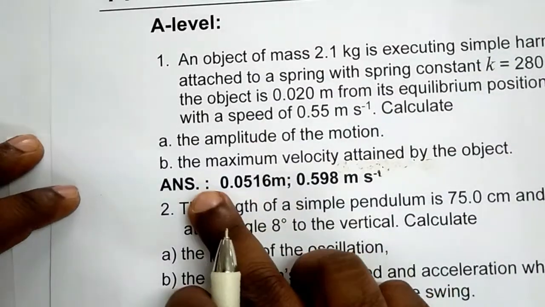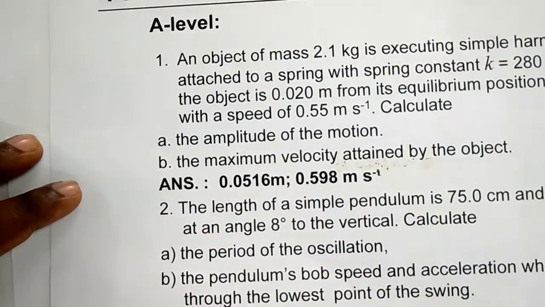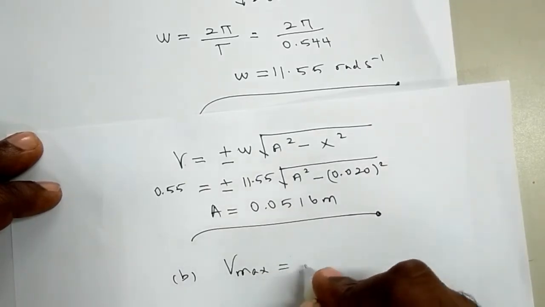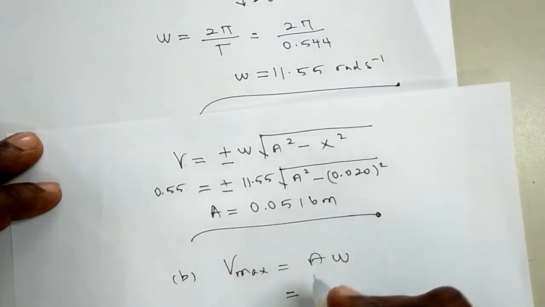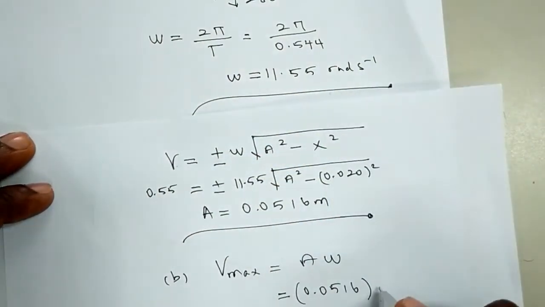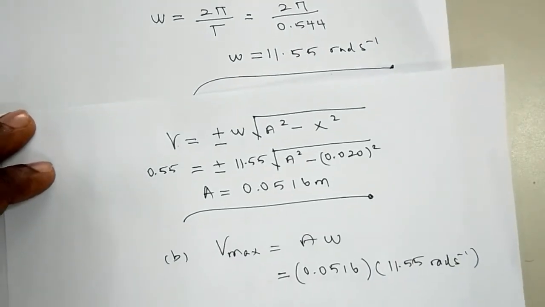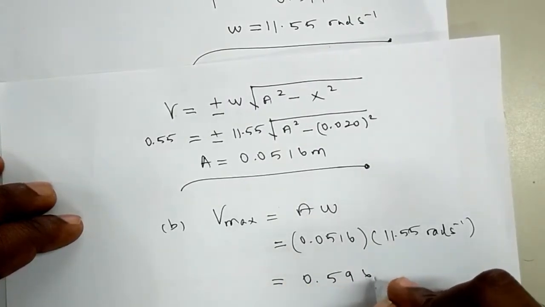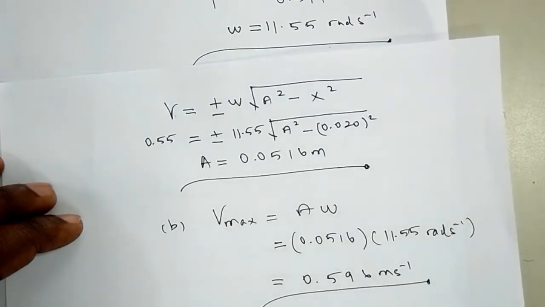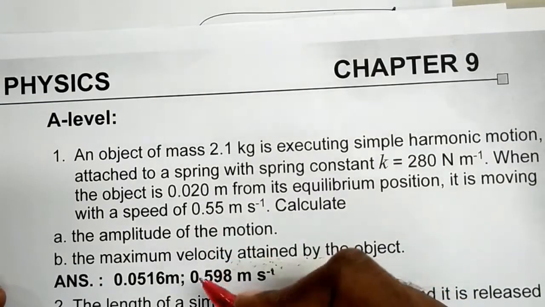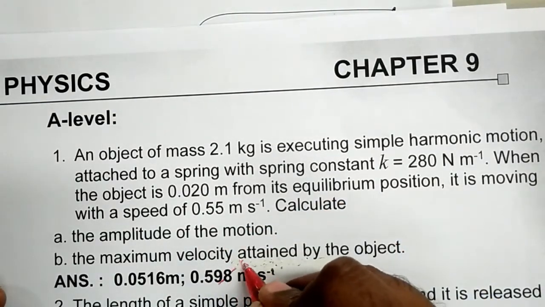Next, to find the maximum velocity attained by the object, we are going to use the formula for section B. v max equals A times omega. A equals 0.0516 meter times omega, which is 11.55 radians per second. So you will get 0.596 meter per second. So the answer here is 0.596.